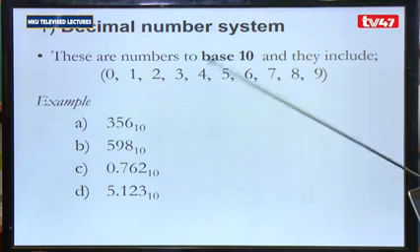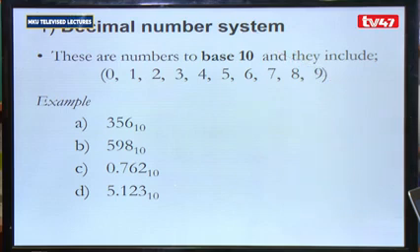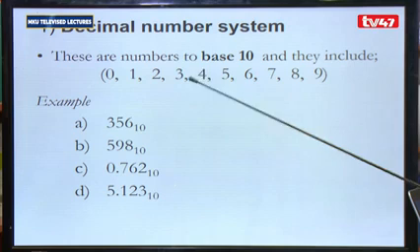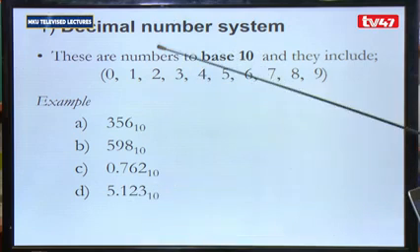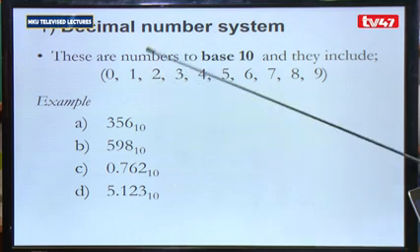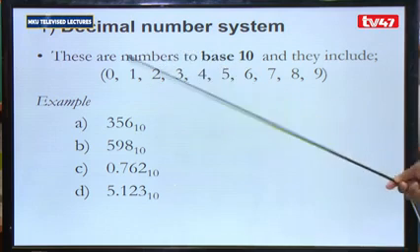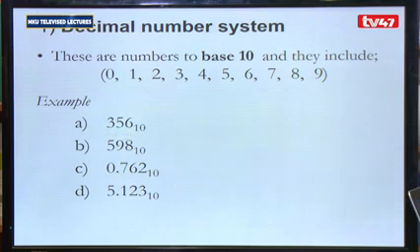So out of the decimal numbers then, once you type a decimal number from the computer, let's say you type 4, the computer converts 4 into binary, which is the language of the computer. So later we are going to see how to convert these decimal numbers into the binary numbers, that is zeros and ones, that the computers use.